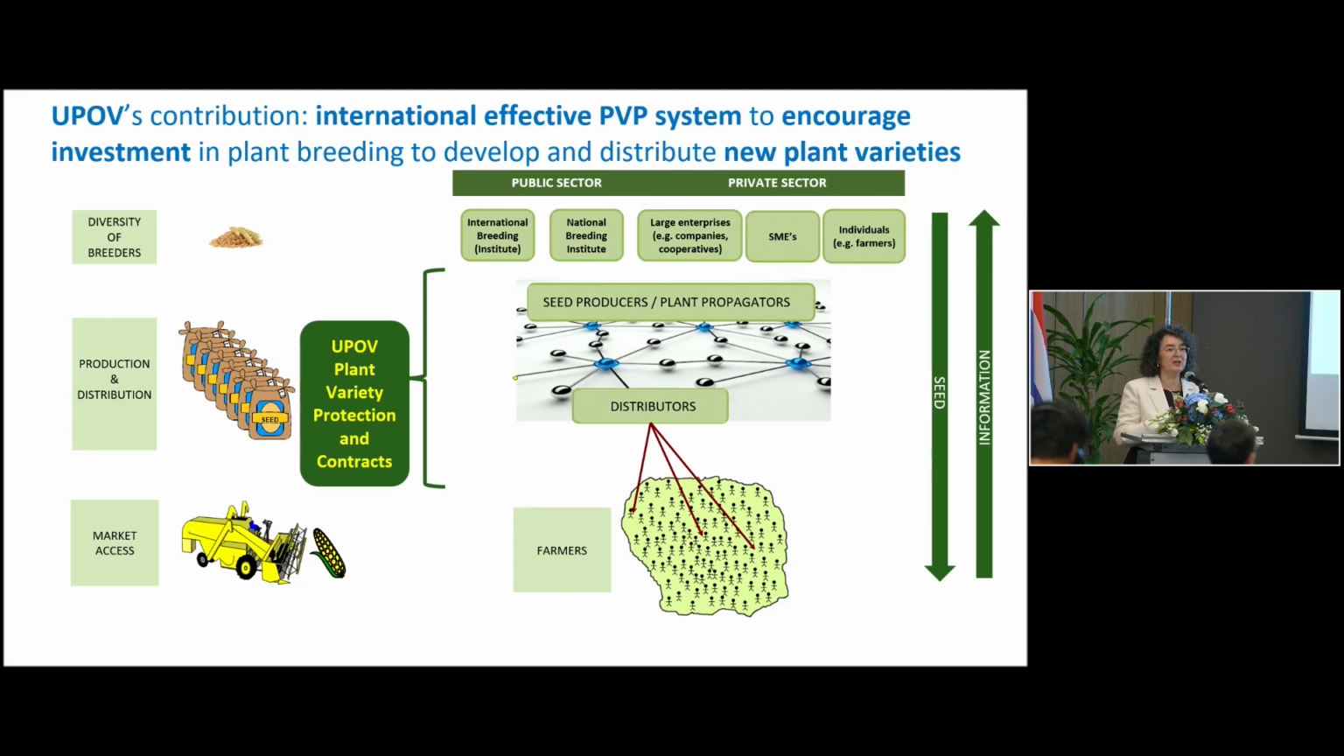Plant variety protection is an enabler for these collaborations, for these partnerships. You need partnerships to develop the varieties, but you need partnerships to commercialize the varieties, and you need partnerships to ensure a constant flow of information and knowledge from the farmers back to the breeders in order to meet the needs of all of us as consumers.